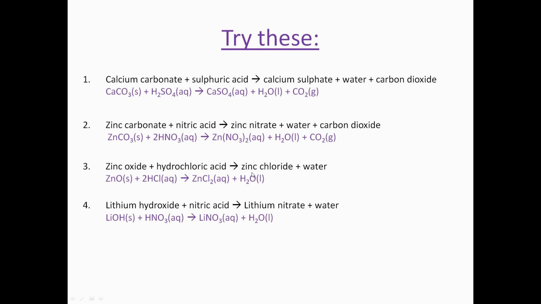to make our water. For lithium hydroxide plus nitric acid, lithium hydroxide is LiOH, nitric acid is HNO3, and lithium nitrate is LiNO3, and water is H2O. And this time we can see that we only need one acid, unlike two for the zinc oxide, because the acid provides one hydrogen in the water, and the other hydrogen in the water comes from the OH on the lithium hydroxide.